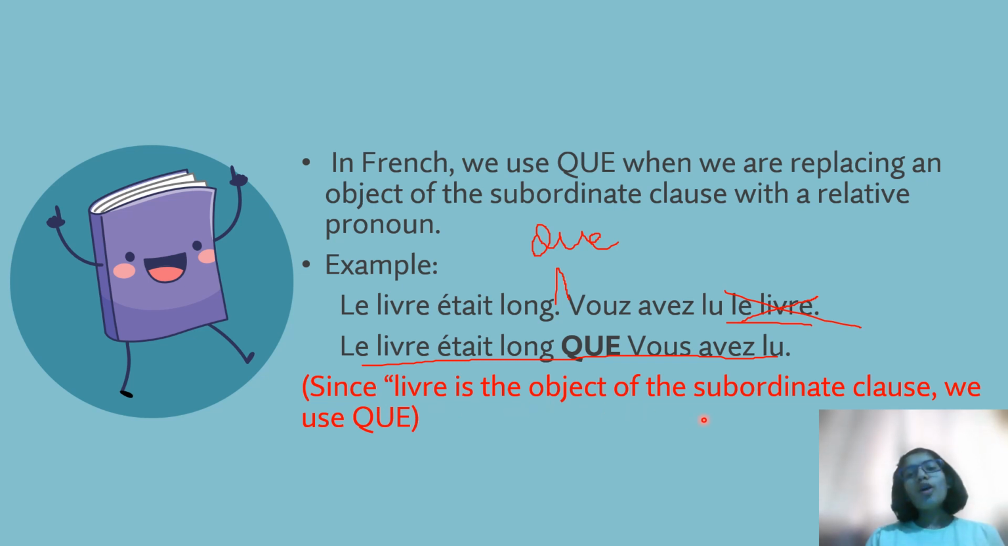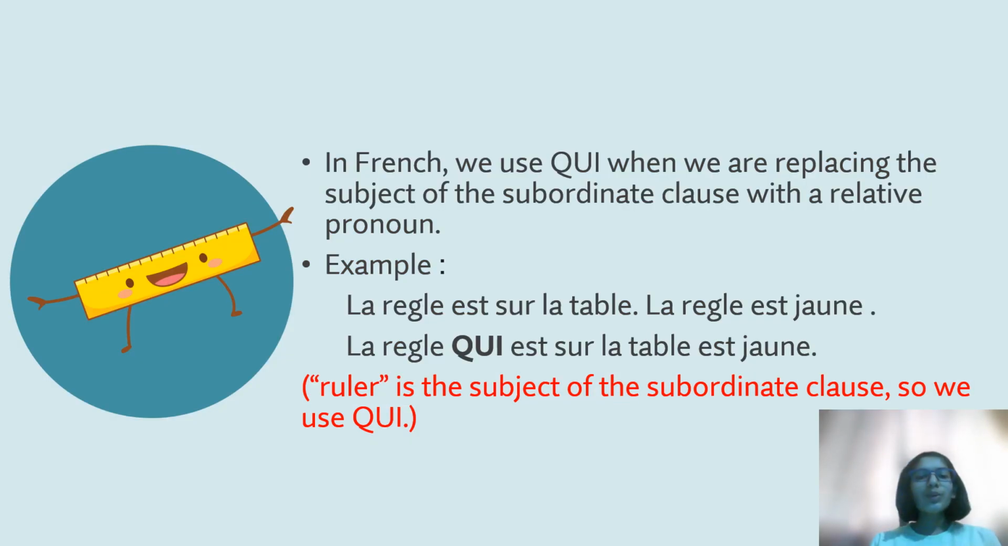Since object of the subordinate clause, we use que. As simple as that. Moving ahead to another Pronom Relatif simple which is qui. Now qui que का just उल्टा है. que हम यूज करते हैं उस नाउन के लिए जो कि subordinate clause का ऑब्जेक्ट होता है और रिपीट हो रहा होता है in both the sentences.